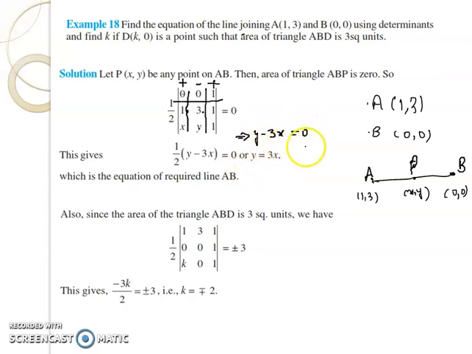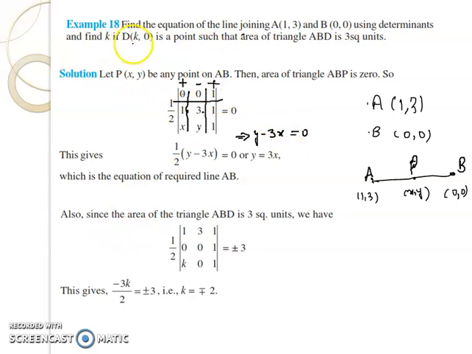If you are writing y minus 3x is equal to 0, this can also be called the equation of a line. If you are writing y is equal to 3x, you can also write it as the equation of a line, which is the required equation.